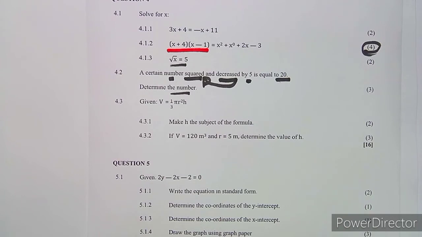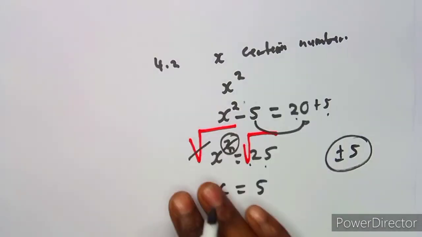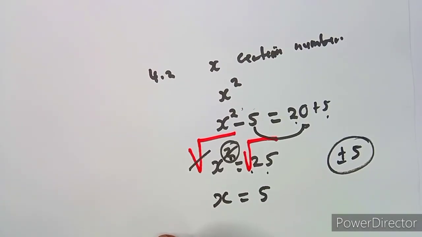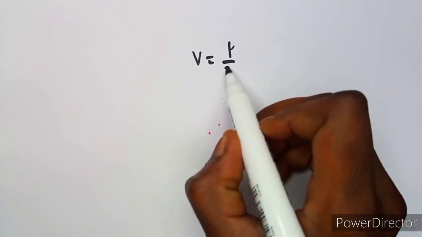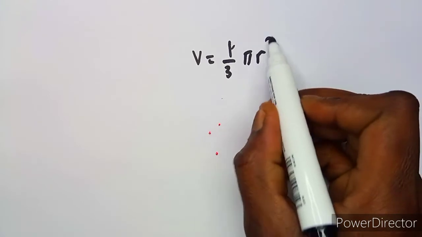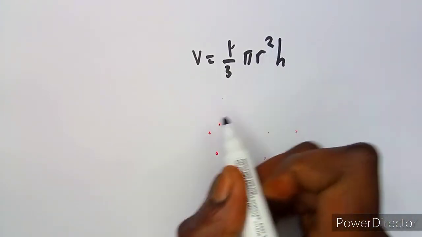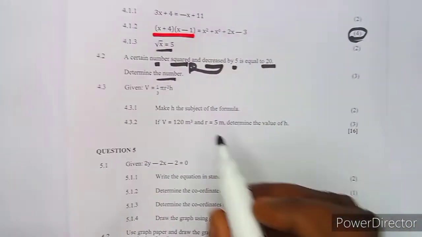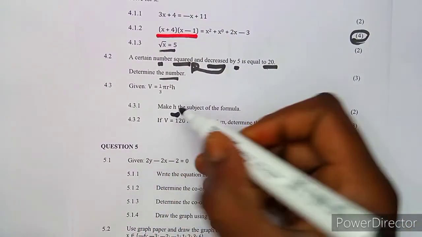Given v is equal to this, make h the subject. All right, so let's just take the formula. That is the volume. Actually, if you cross-check, this is the volume that you'll be given when you are working with a cone. So you're given the volume, which is a third pi r squared h like this, and the question is asking us to make h the subject of the formula.